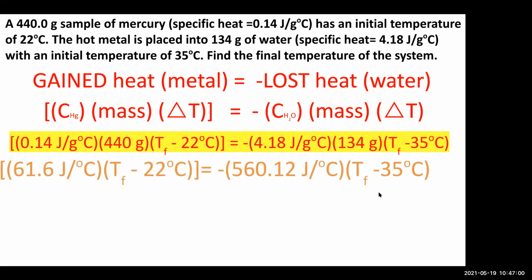That is one place where people typically go wrong when they make mistakes with these. So first, I'll just multiply those first two numbers on each side. So I multiplied this number by this number and got 61.6. Then I did 4.184 times 134 and got my 560. Notice that those units really travel through the problem. My grams canceled out here, so I have joules per degree Celsius. And then on the right side, again, my grams canceled out, and I just had joules per degree Celsius.